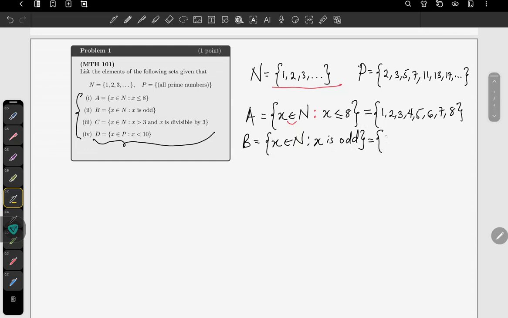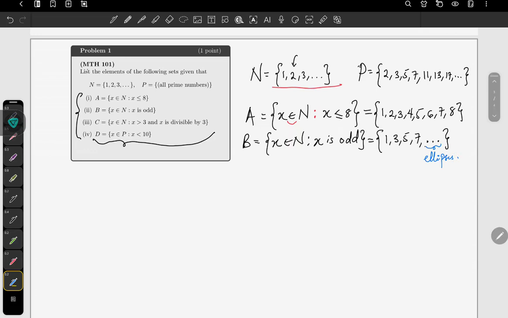So we have 1; 2 is not an odd number, so skip it; then 3, 5, 7. Three or four numbers are enough because that already generates a pattern. And we put three dots. I hope we know this is not random: these three dots are what we call the ellipsis. It tells us that the set goes on forever.